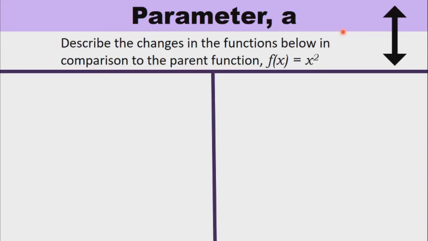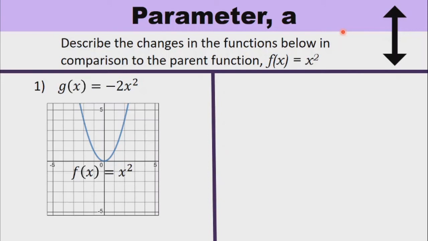Okay, now let's talk about the parameter a. In this case, I'm going to give you two examples to quickly review the changes in a. Again, you can use Desmos to actually graph and see those changes. For example one, we want to describe the changes in this function g relative to the parent function f(x). So this is the parent function f(x).